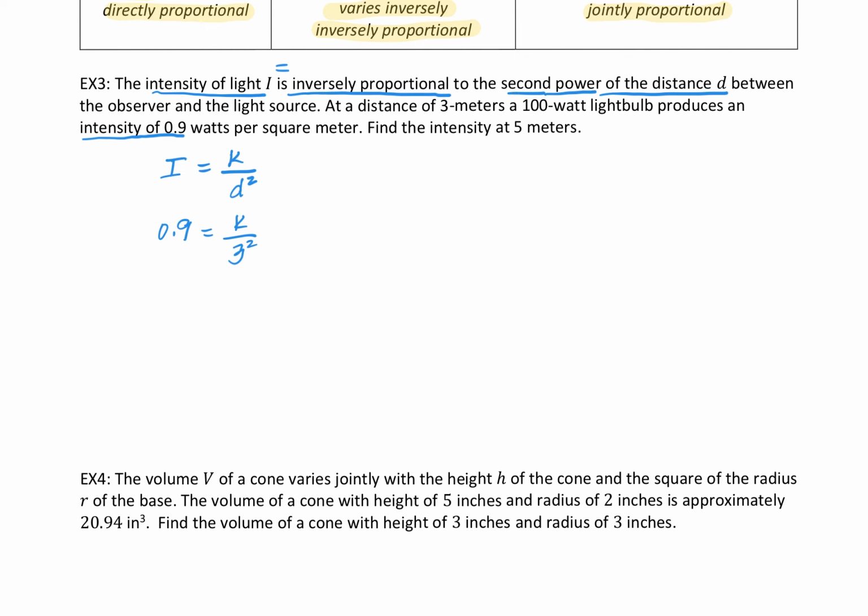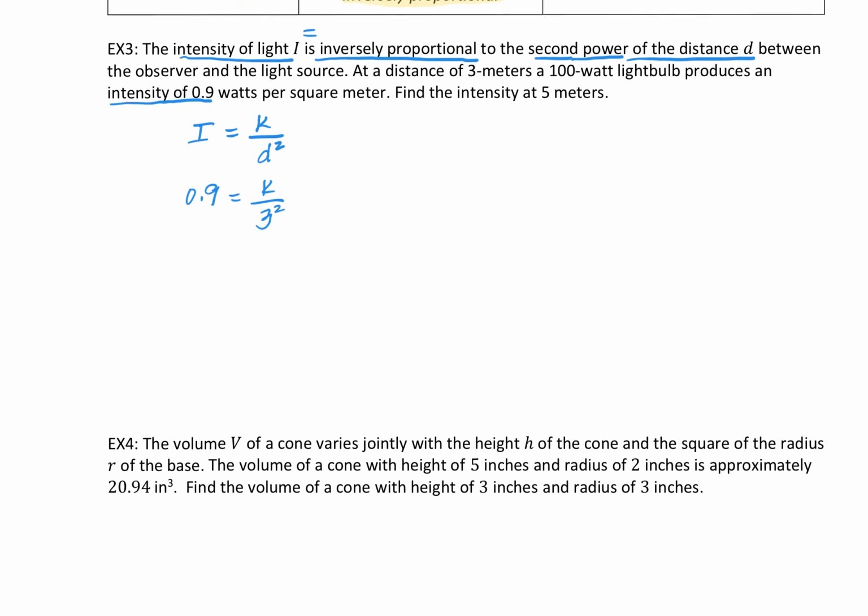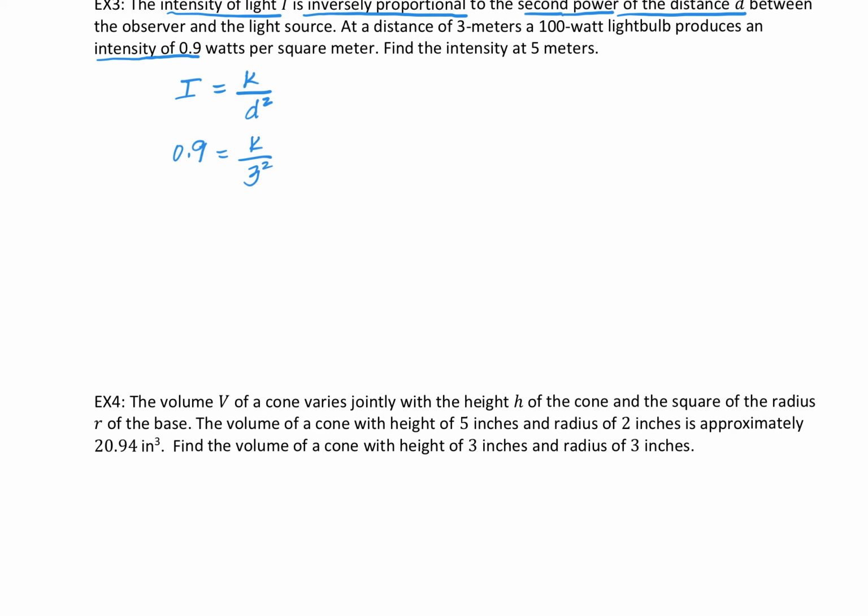So the first thing to do is solve for k. If you multiply both sides by 9, you'll get 0.9 times 9. That will be your k value. So putting that in your calculator, you should get 8.1.